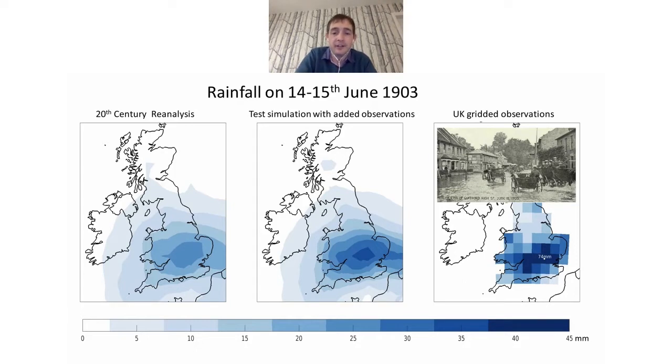And in a few weeks' time, I'll be able to update that map, and it will look a lot more like the observations, I'm sure, when we're adding in all of the information that's been rescued by our volunteers to better reconstruct the circulation, the atmospheric circulation around this other extreme event which occurred in the summer of 1903.